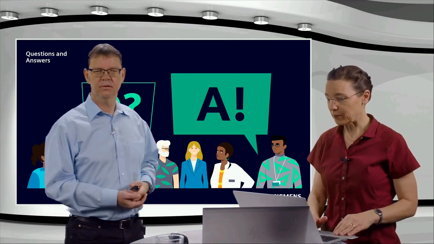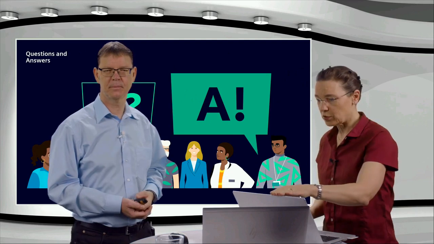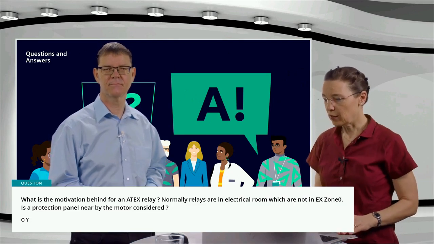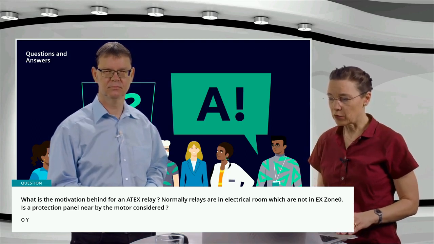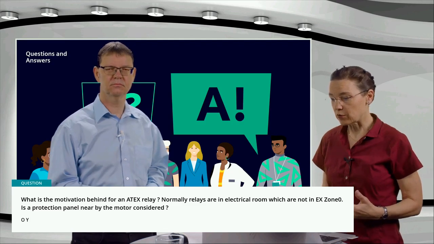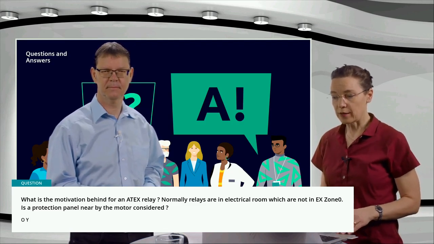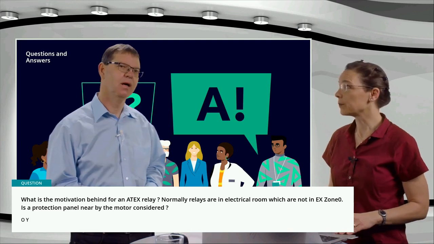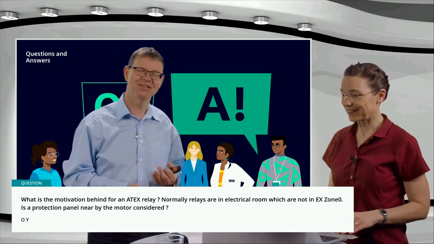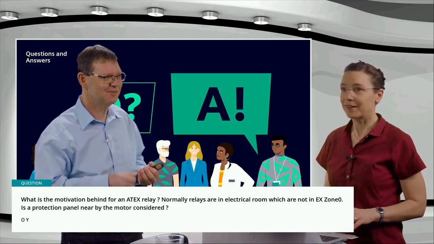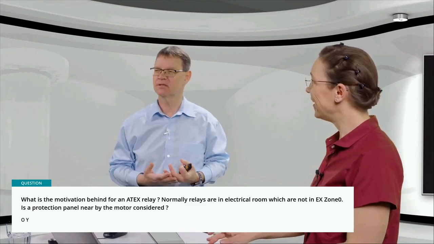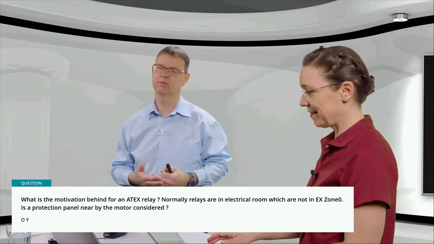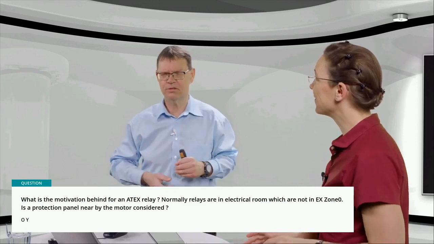Klaus, OY wants to know, what is the motivation behind an ATEX relay? Normally, the relays are in the electrical room, which is not in explosive zone zero. Is a protection panel near the motor considered? Not really. Our ATEX certificate is for the installation of our relays in the zone. Now, I'm not 100% sure, but the one which is not in the really dangerous zone, I think, is zone two or 22 or something like that.